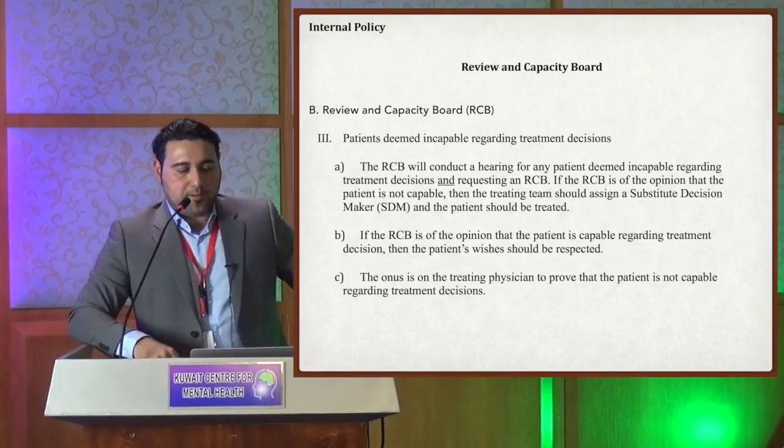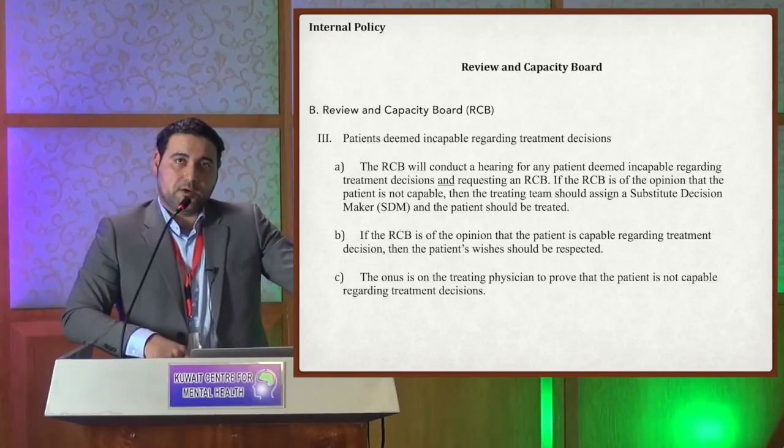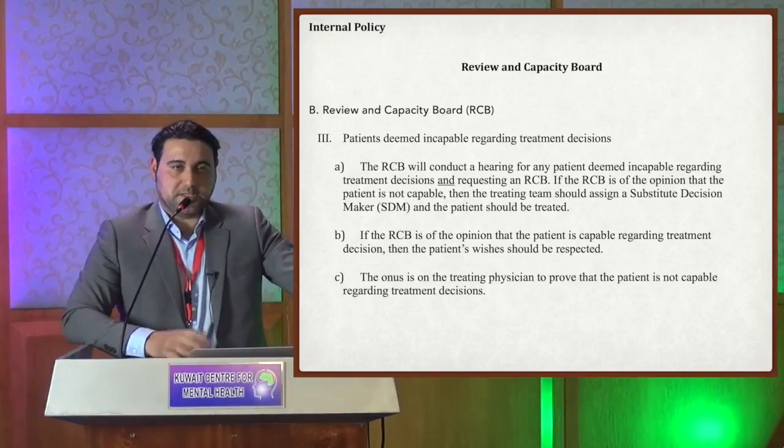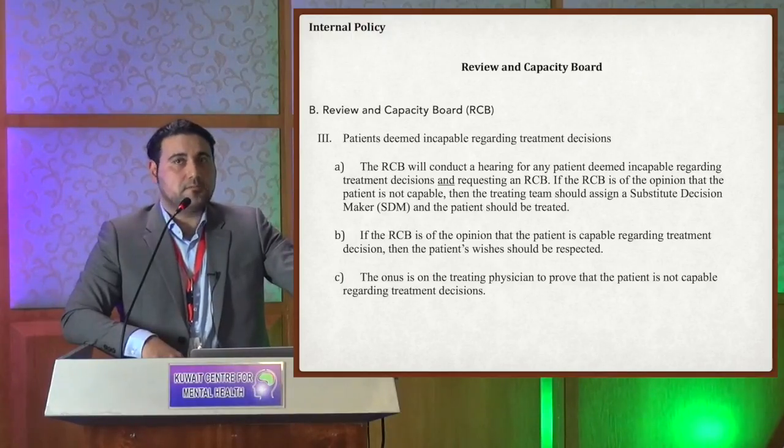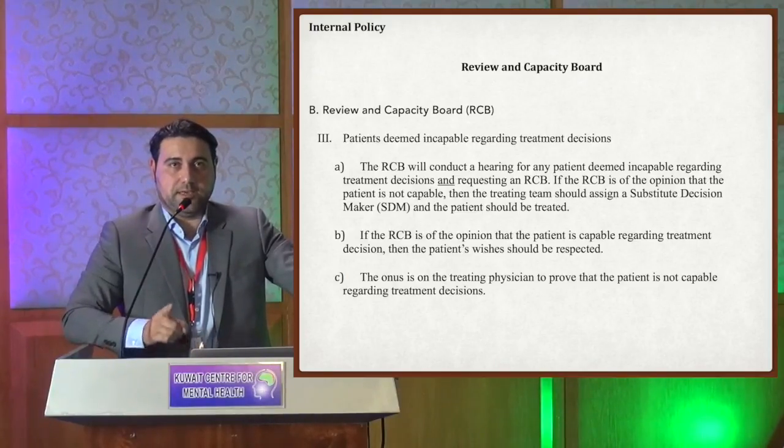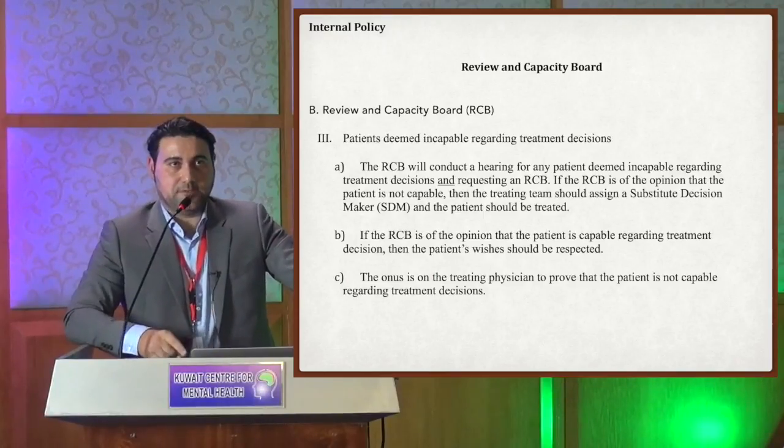Patients deemed incapable, again. If the treating physician assesses capacity and says the patient is really not capable, then he tells the patient, I'm going to assign a substitute decision maker for you, a family member, but you have the right to ask for a review board. If the patient agrees, then a review board meets with the patient and the treating physician. The treating physician has the onus to prove that this patient really is not capable regarding treatment.